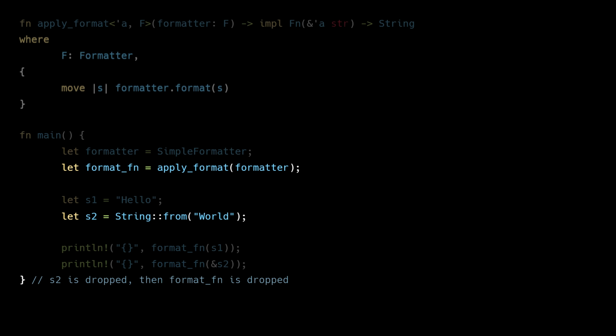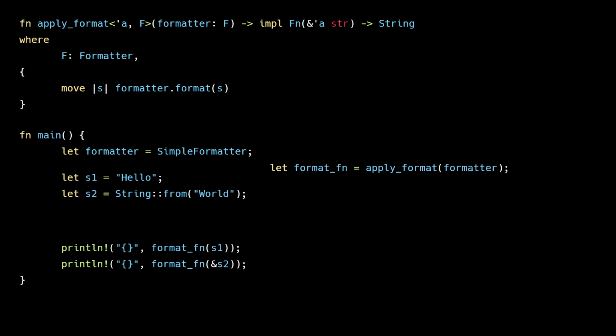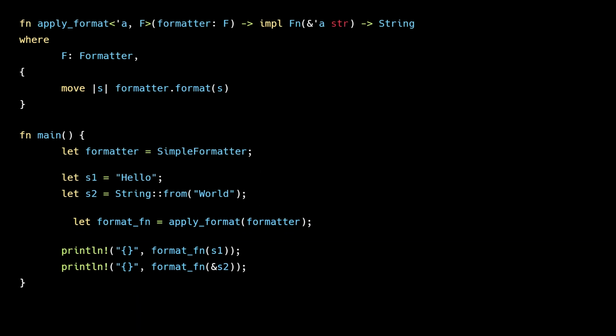Once s2 is dropped, all references to s2 become invalid because the references are pointing to deallocated memory. So the lifetime of all references pointing to the string s2 will end when s2 is dropped. The problem is the closure stored in format function expects all references passed to it to live as long as the closure itself. One way to get around this error is to define the format function variable after s2 has been created, so that format function is dropped before s2.